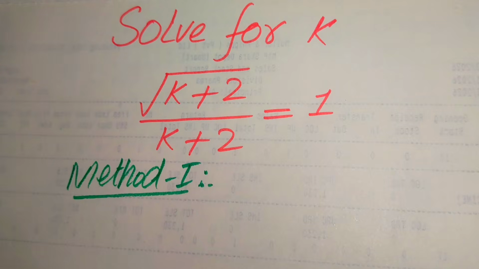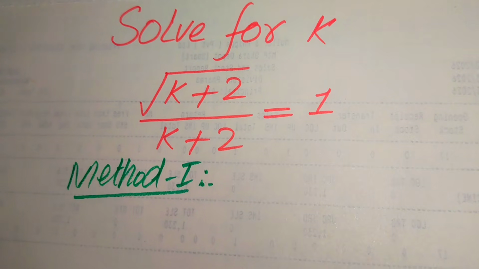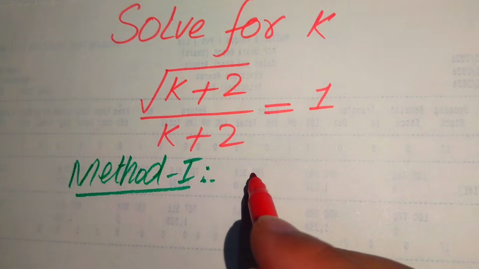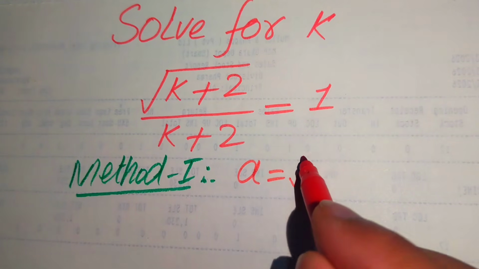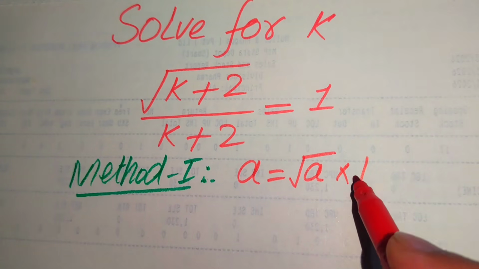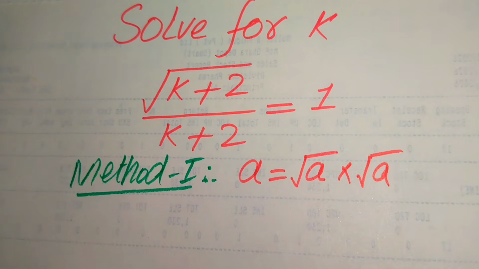And now we move towards the solution of this problem. In the first method, here we use the nice rule of radicals. You know about that: if you have any number a, we write it in the form of a product of two radicals. We write a as the square root of a multiplied by the square root of a.